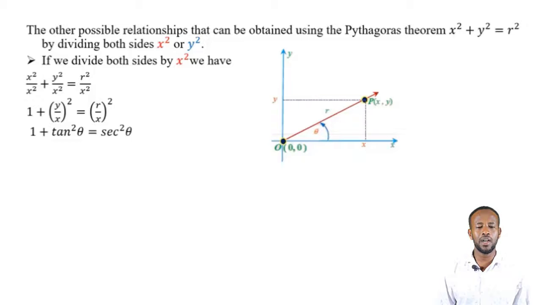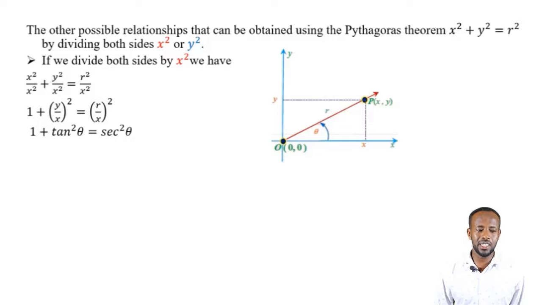That is not the function. So this is another identity. How many identities do we have? We have two identities. The first one was what? Sin square theta plus cos square theta is equal to 1. What's our second identity? 1 plus tan square theta is equal to sec square theta.